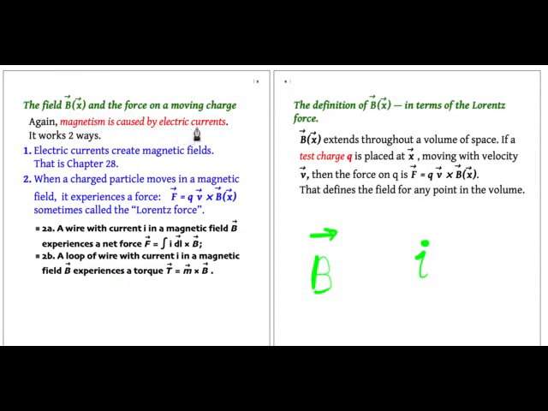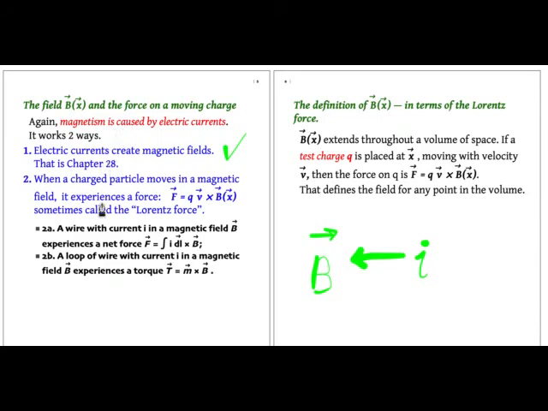Magnetism is caused by electric currents. It actually works two ways. For one thing, electric currents create magnetic fields. So an electric current, whether it's a macroscopic current in a wire or a microscopic current in an atom, produces a magnetic field. That's the subject of chapter 28, part 2 of the screencast.